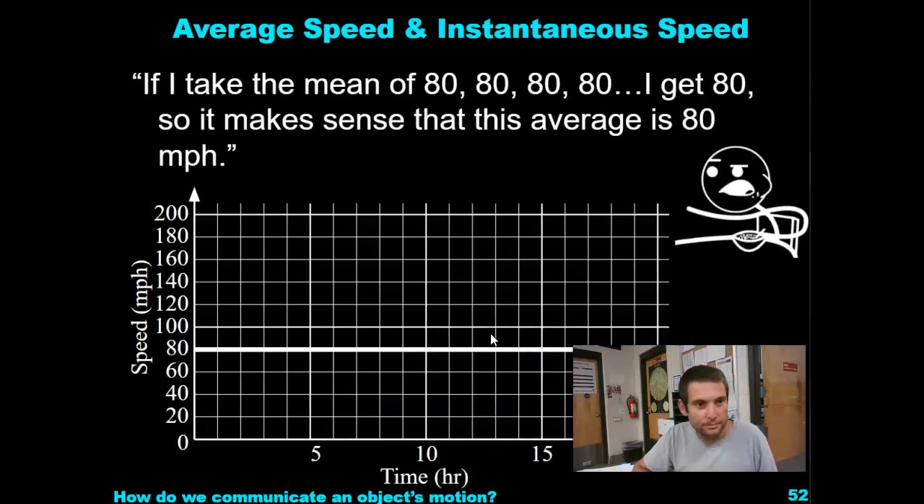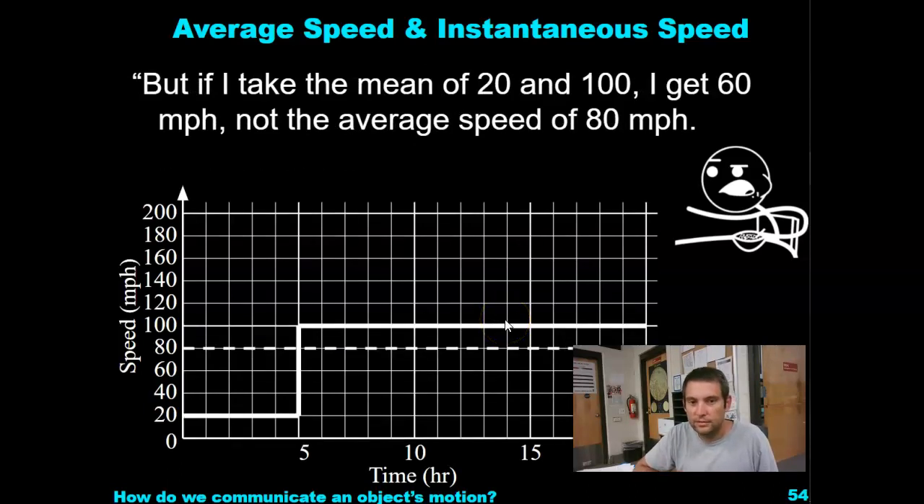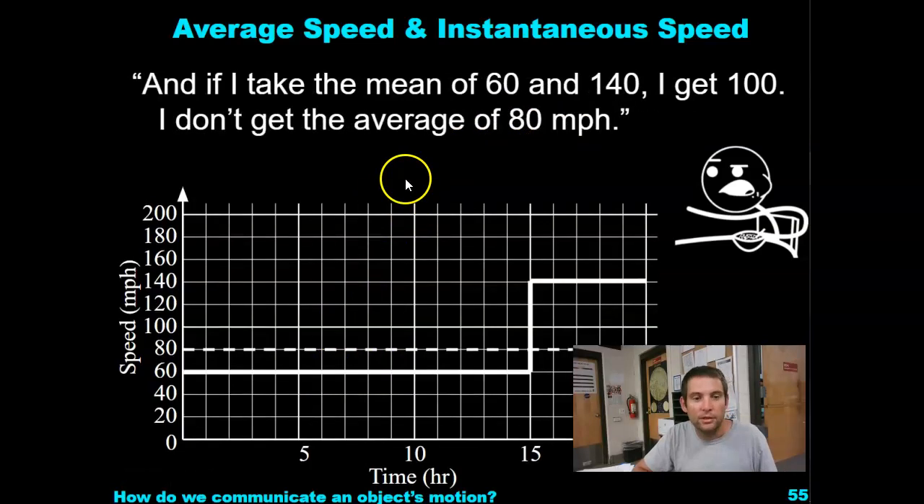That'll look like that. Uh-oh, what'd I mess up already? If I take the mean of 80, 80, 80, I get 80, so it makes sense. The average is 80. If I take the mean of 160, 160, we're going to get 80, right? So we're good here. But if you take the average of 20 and 100, you get 60, not 80. So the average speed of 80 is not accurate. What in the world am I talking about here? If you take the average of, or the mean of 60 and 140, you're going to get 100, not 80.